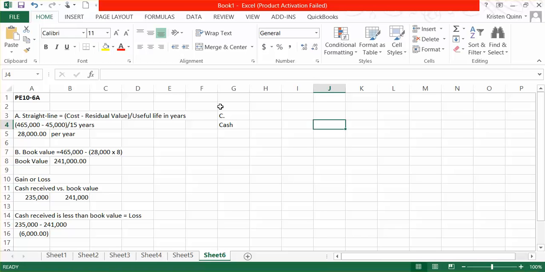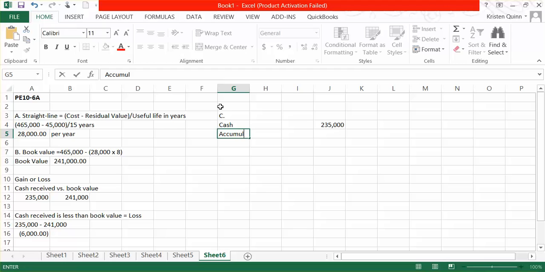Accumulated depreciation is a contra asset account, which means it would have had a credit balance. If we want to eliminate that balance, we do the exact opposite and debit it. Again, we know that there was $28,000 over the last 8 years in that account, which gets us an accumulated depreciation amount of $224,000.